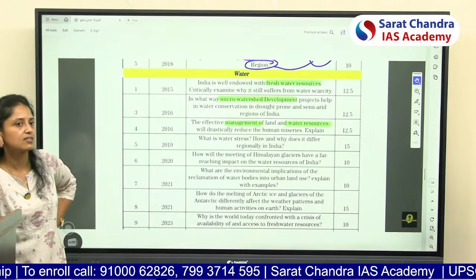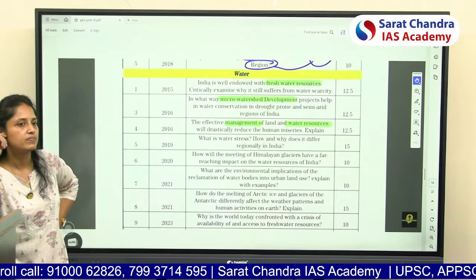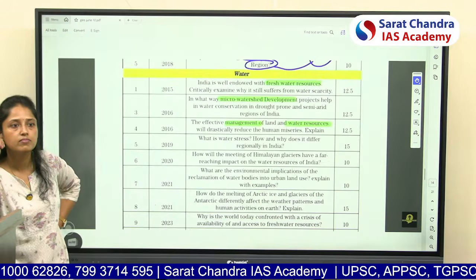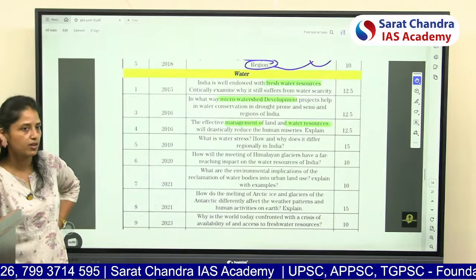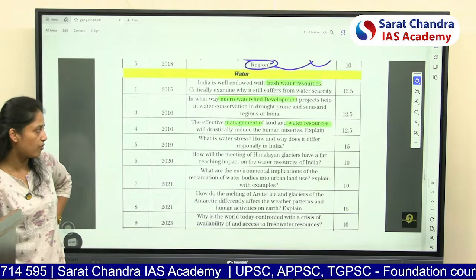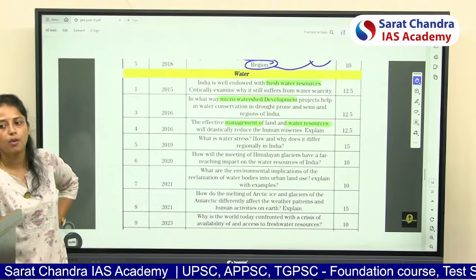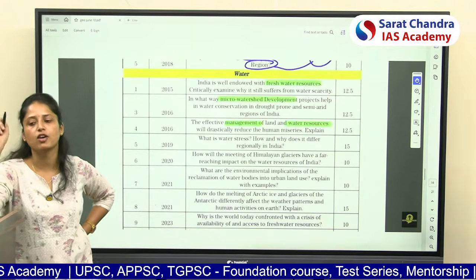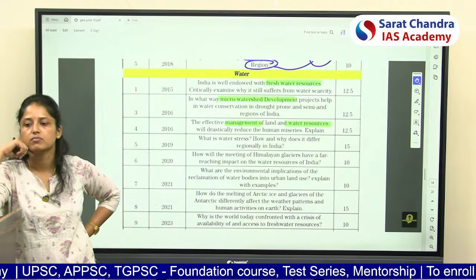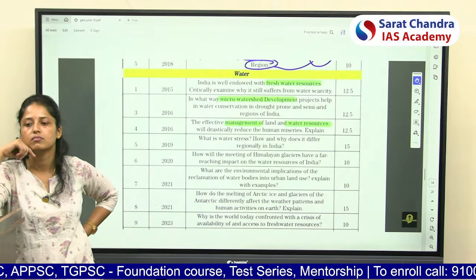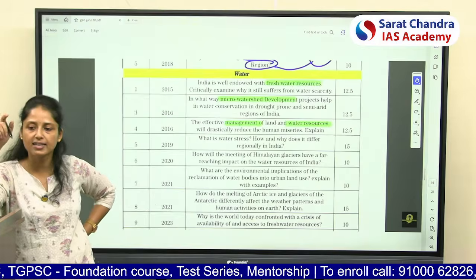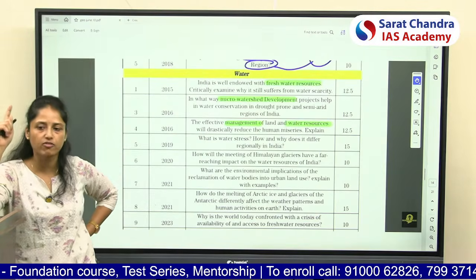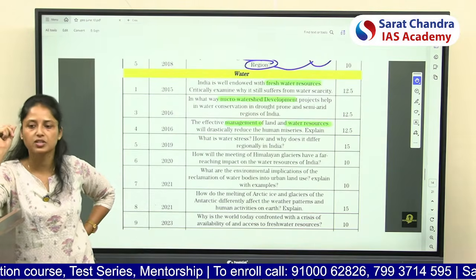Yes, any other thing? Economy will be disrupted, very good. So under that topic of water, add one topic: impact on water resources because of melting of glaciers. And in that add two sections. The first section will be positive impact, the second section will be negative impact.